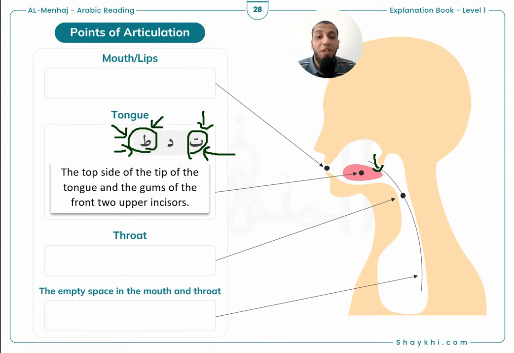So now we have come to the end of this episode. Inshallah, in the next episode we will discuss another group and we will clarify the difference between each letter.